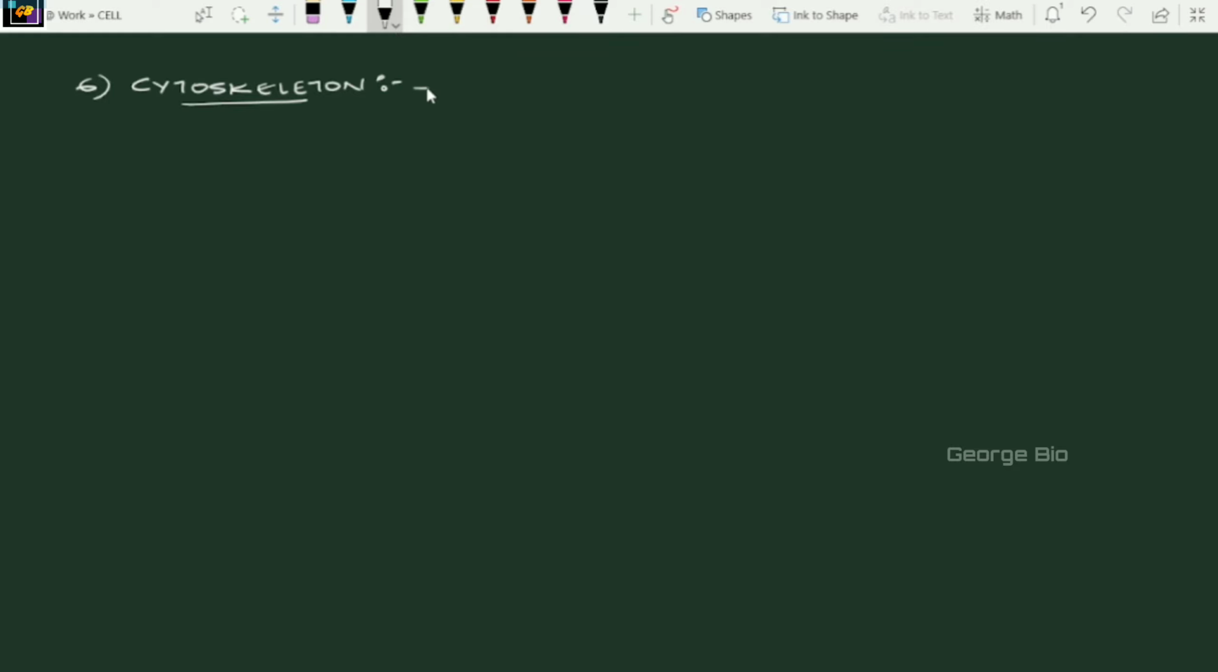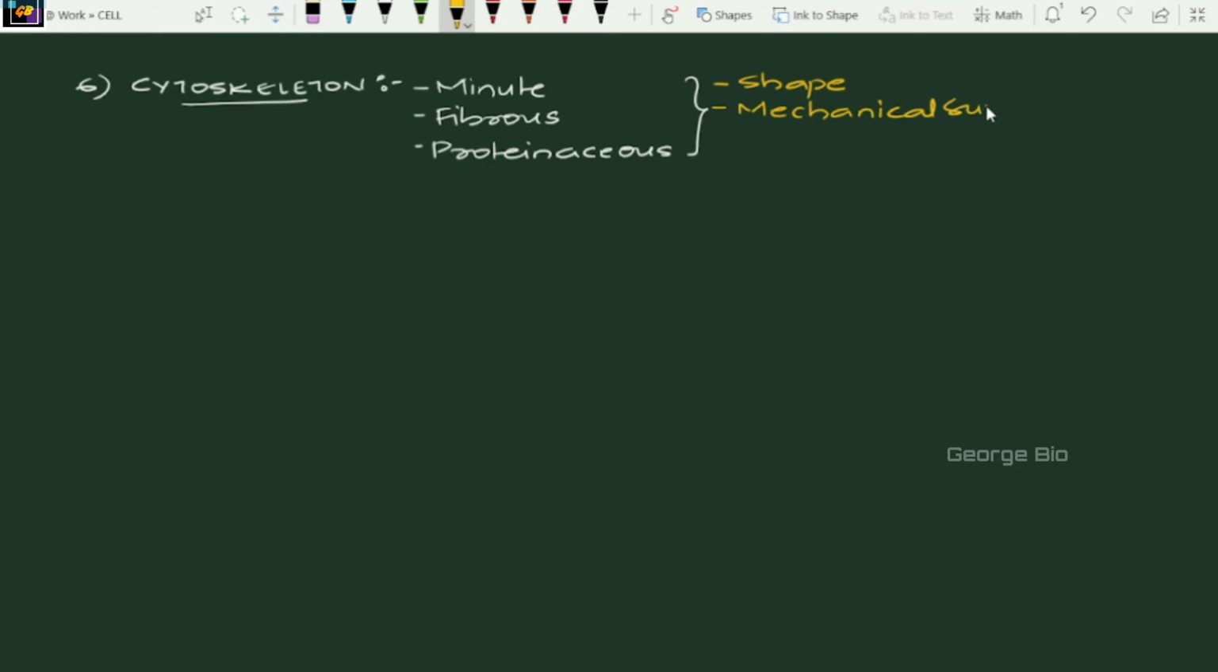So what is a cytoskeleton? It's a minute, fibrous, proteinaceous structure that helps in maintaining shape of the cell. And it also helps in providing mechanical support. Along with this one, it helps in motility of the cell. It consists of three different components. Altogether, we call them as cytoskeleton. Among them, the major ones, that is microtubules.